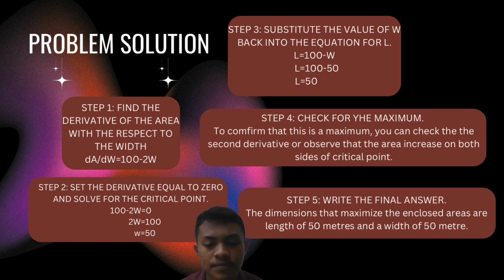Step 4. Check for the maximum. To confirm that this is the maximum, you can check the second derivative or observe that the area increases on both sides of the critical point. Step 5, or the last step. Write the final answer, so the dimensions that maximize the enclosed area are a length of 50 meters and a width of 50 meters. So we know that the maximum enclosed area is 2,500 meters squared.